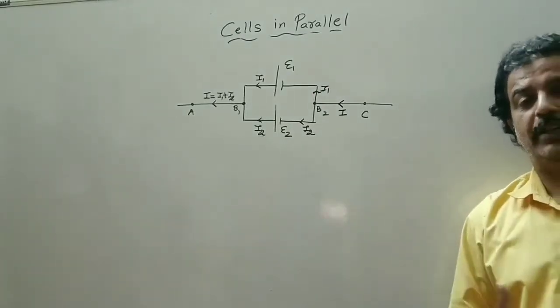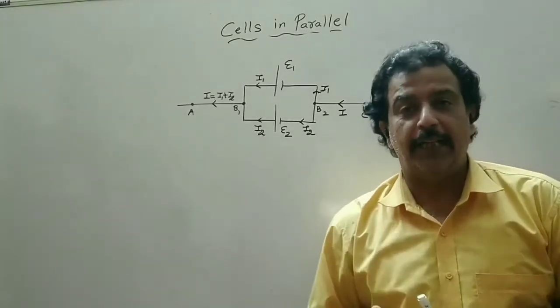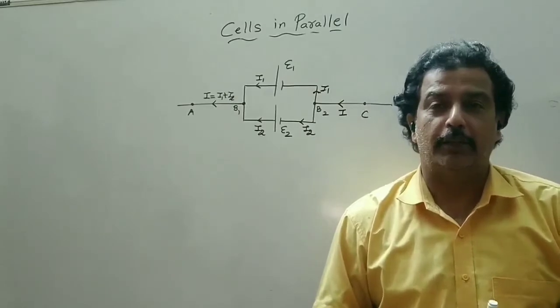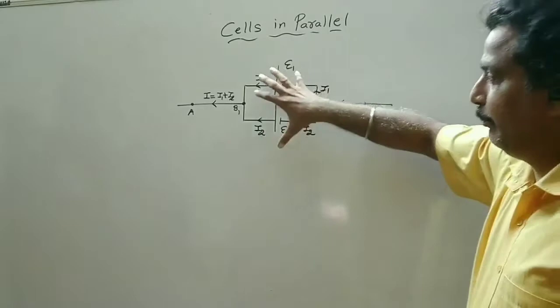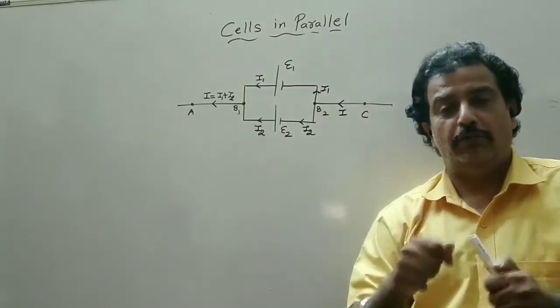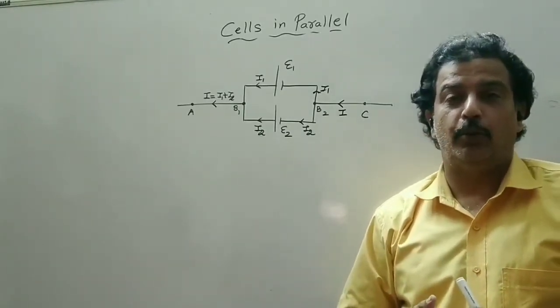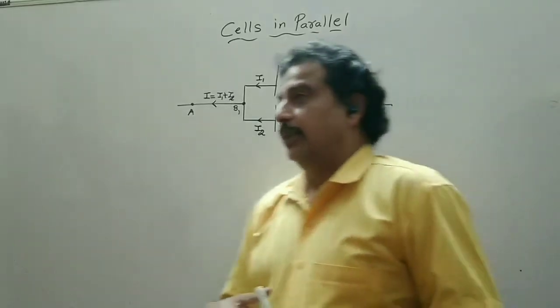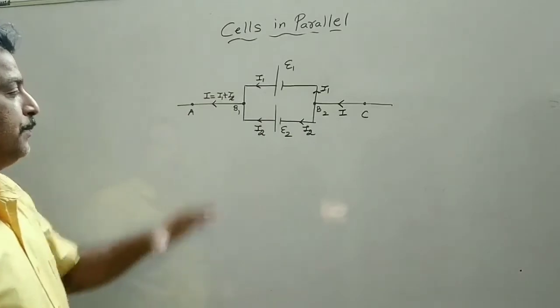You have to always derive the equation in the form of E minus Ir, because we know the formula for the terminal potential difference. So in the last step, I replaced these two cells with an E equivalent. So I have to always find the equation in terms of the terminal potential difference. So the theory is very simple. We consider only two cells for our calculation.